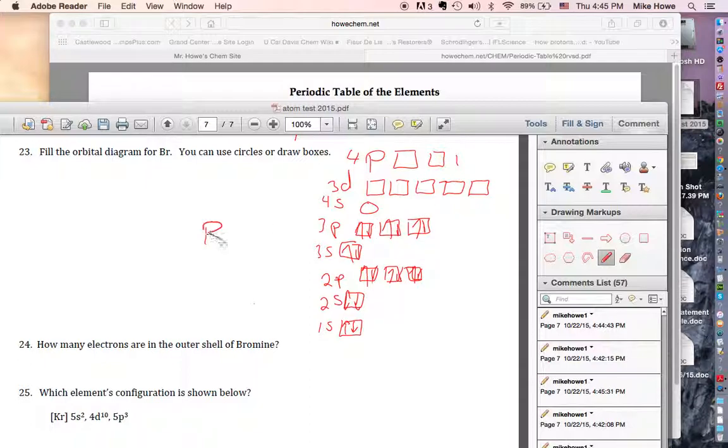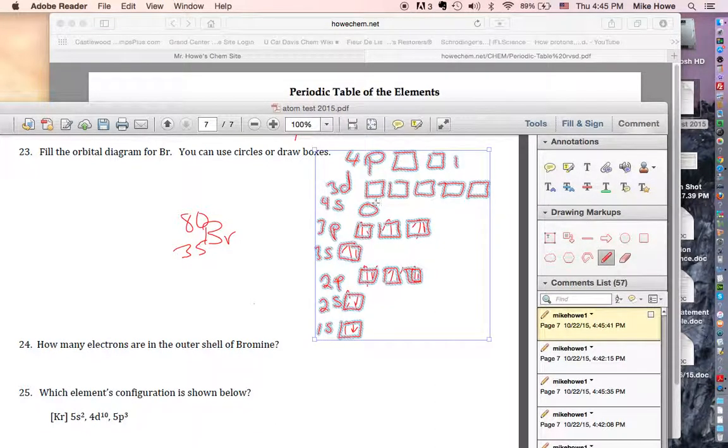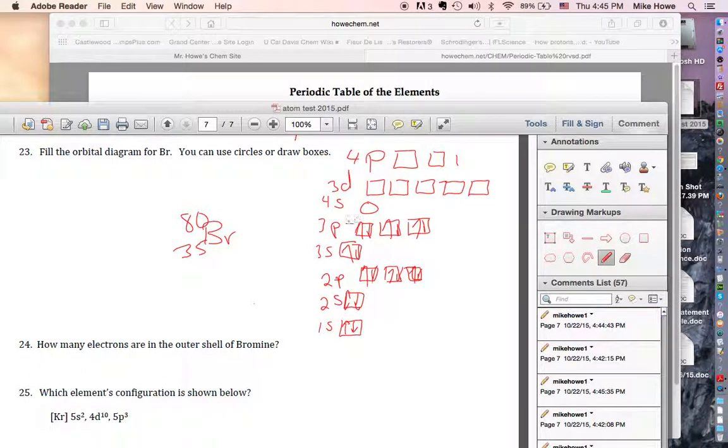Forgot to tell you that if you look at the periodic table, you'll find bromine is 35 and 80. So 35 electrons. So we got 2, 4, 10, 12, 18, 19, 20, 21, 22, 23, 24, 25, 26, 27, 28, 29, 30. Still got to go to 35.